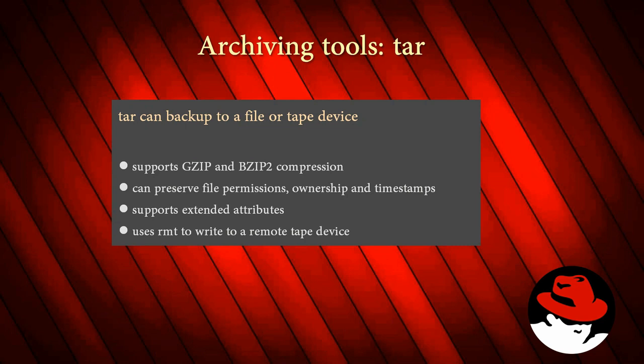A tar can back up to a file or tape device. It supports gzip, or GNU zip, and bzip2 compressions. It can preserve file permissions, ownership and timestamps. It supports extended attributes. It uses rmt to write to a remote tape device. You can also add a username and password for archiving to control access to the file.